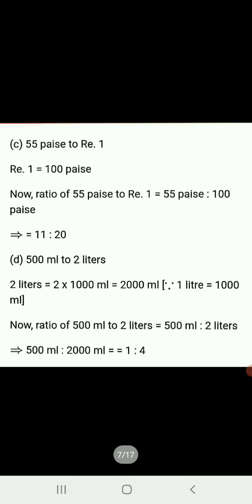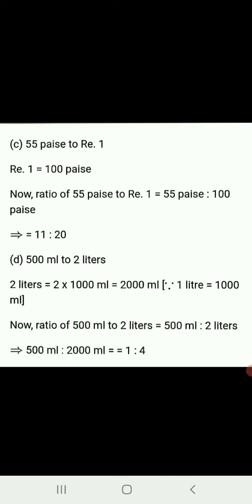See question C, 55 paise to 1 rupee. We know 1 rupee is equal to 100 paise. So 55 is to 100. We will get 55 by 100. On cancelling, we get 11 by 20.